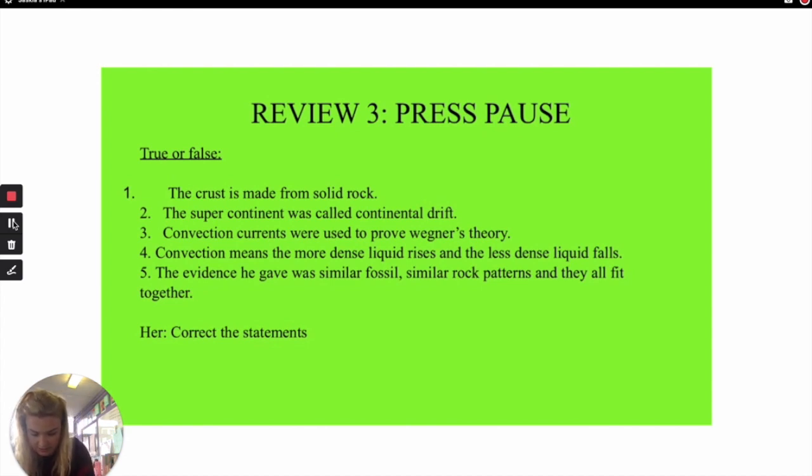So the crust is made from solid rock. That is true. Okay, the supercontinent was called continental drift. That's false. Supercontinent is called Pangea. Okay, convection currents were used to prove Wegener's theory. True, okay, because eventually we use them to prove Wegener's theory. Convection means the more dense liquid rises and the less dense liquid falls. That's false. It's the wrong way around. So that's more dense and that's less dense. Okay, the evidence he gave was similar rocks, similar fossils, and the fact that they all fit together.